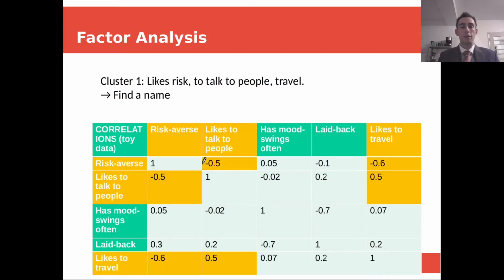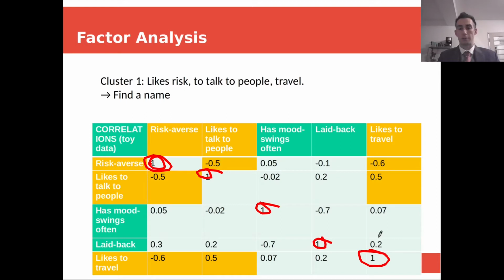So we find, first of all, that there's a cluster of people who like to talk to people, and risk averse is negatively correlated, right? That means that usually people who are risk averse don't like to talk to people. They're negatively correlated. People who like to talk to people often like to travel. They're positively correlated. And those are the two combinations, right? And of course, risk averse is always 100% correlated with risk averse. They're always correlated with themselves.